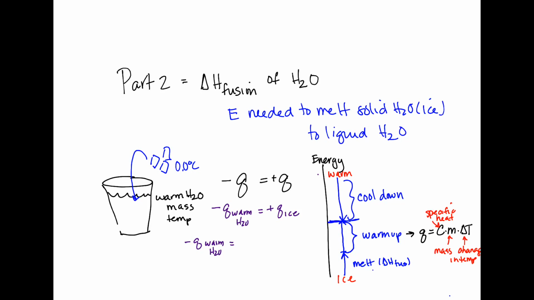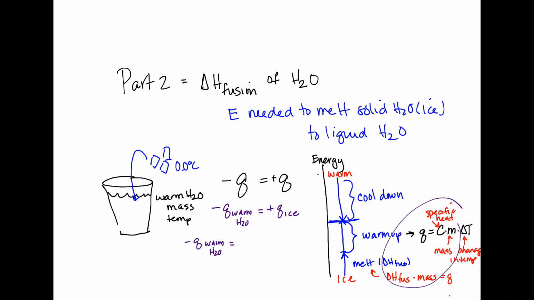We also talked about how when we're trying to calculate the amount of energy that it takes to melt something, that would be the delta H of fusion times an amount. So in here it's going to be our mass. So the delta H of fusion times the mass is the amount of energy it takes to melt.